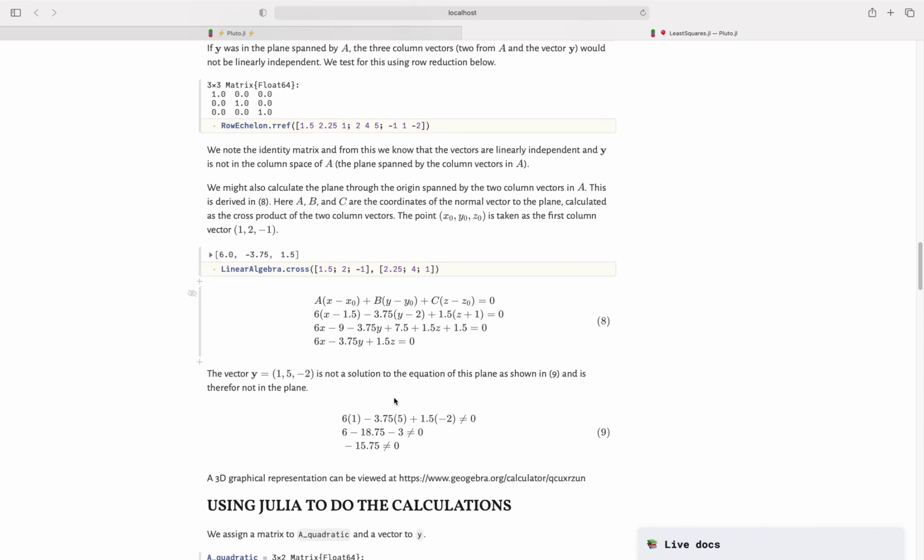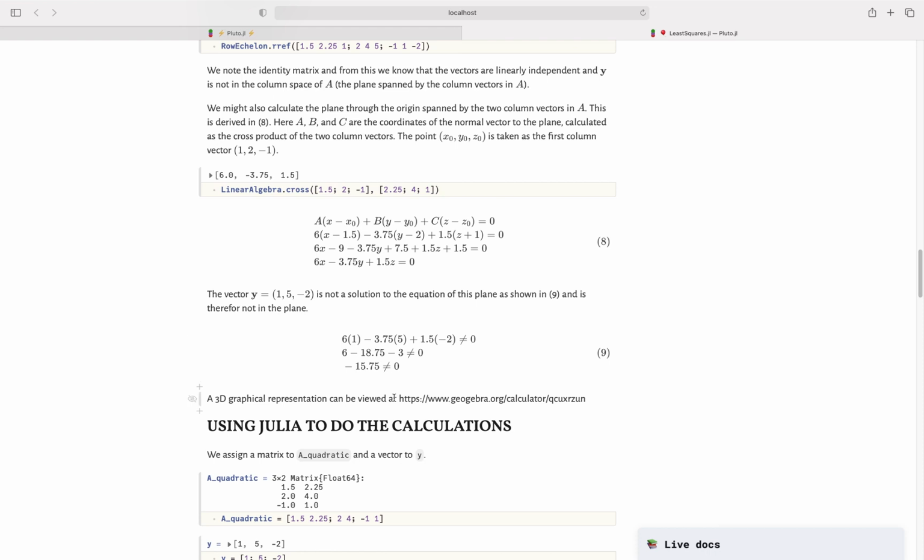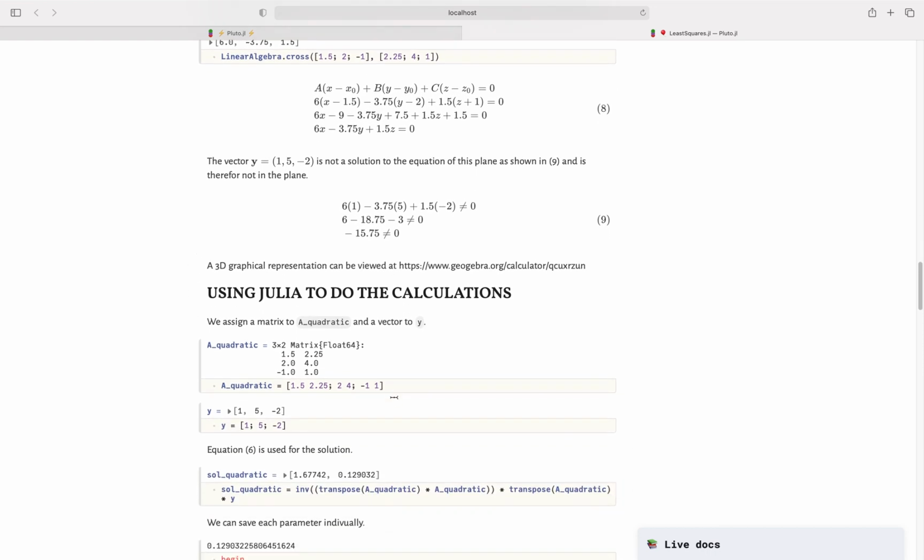And what we can see, if we plug 1, 5, negative 2 into there, it doesn't solve that. That point, that vector is definitely not in the plane. So I hope that makes sense and you understand what this problem is all about. So let's just use Julia and just solve this problem.